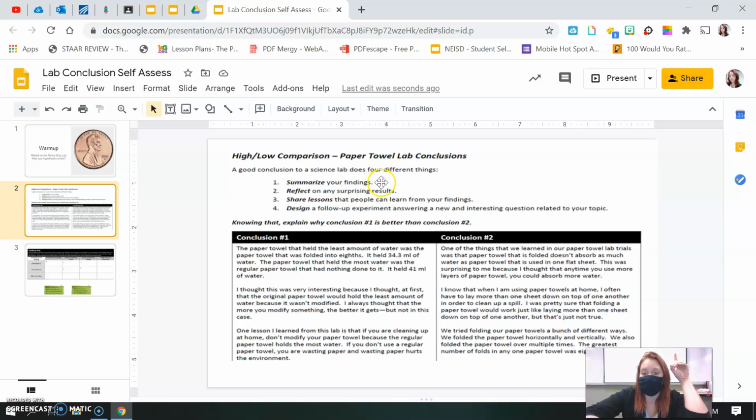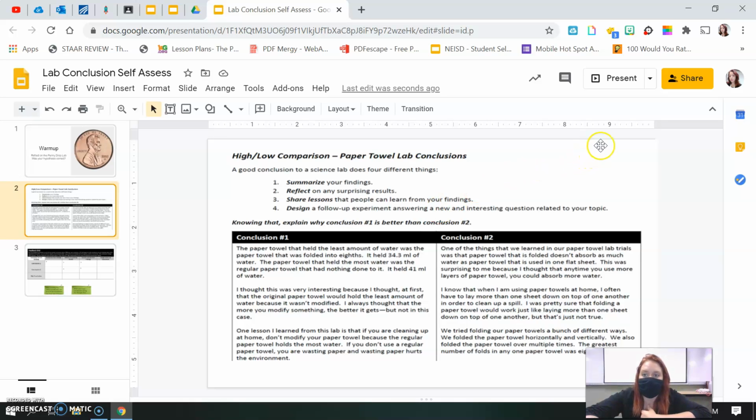So that means summarize your data. Does it mention the numbers? Does it mention the data they collected? The second thing, you want to reflect on surprising results. The third thing, you want to share lessons. And the last thing, you want to design a follow-up experiment.